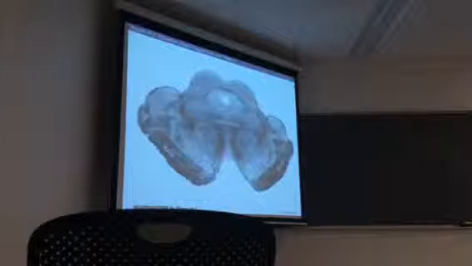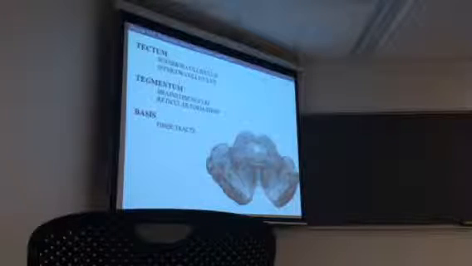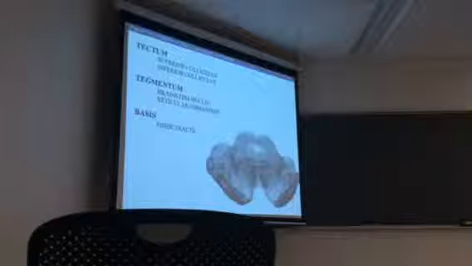Here we go. The tegmentum, the tectum, the basis. The tectum, overwhelmingly, the two colliculi. The tegmentum, lots of nuclei. The reticular formation here is mostly nuclear in this case. There are a few fiber tracts. And then the basis, overwhelmingly fiber tracts.